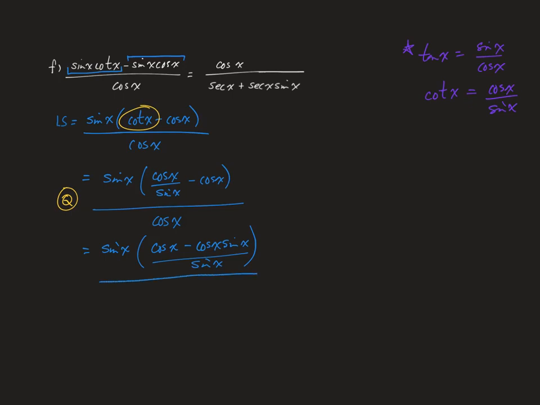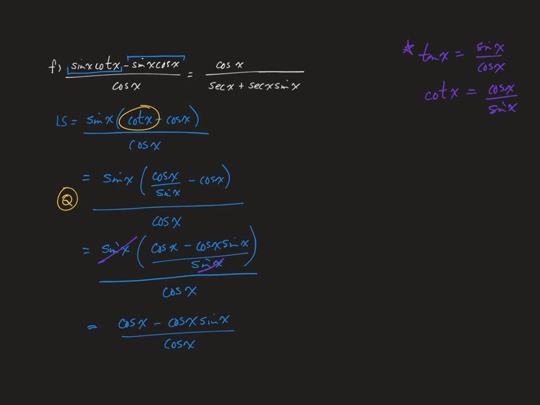That is all still over that dominant fraction line of cos x. But at least now that I've done that, I notice my sine x's will divide out. And so this side can then become a cos x minus cos x sine x all over cos x. Now, we could unsimplify this and factor the top.